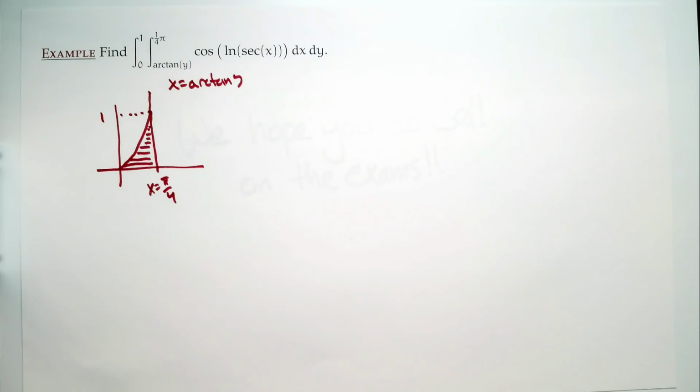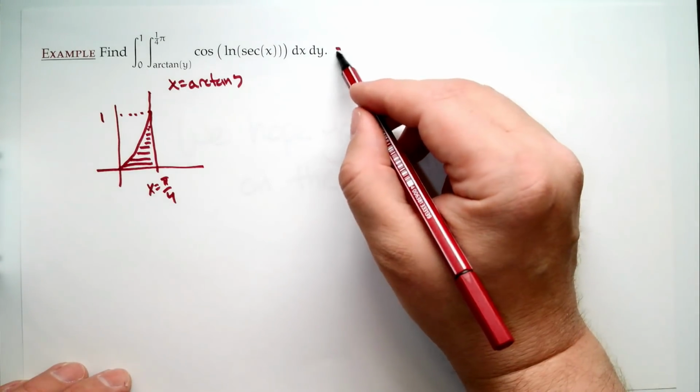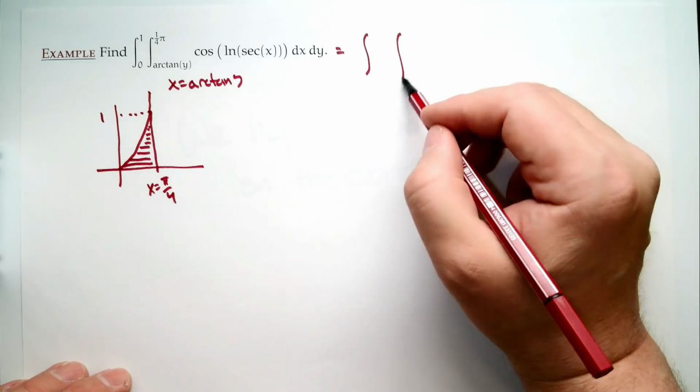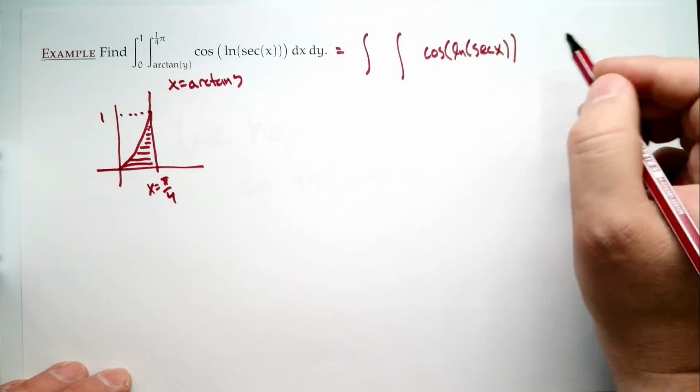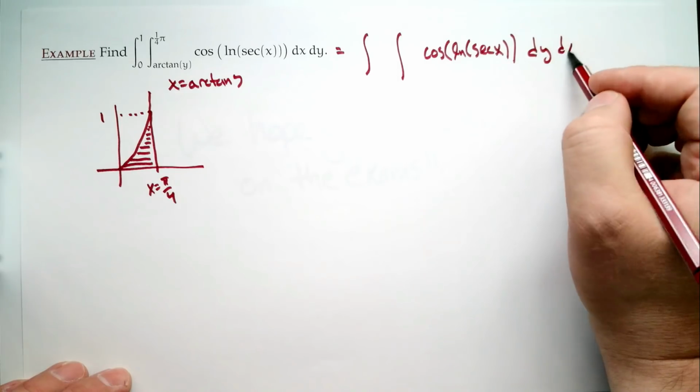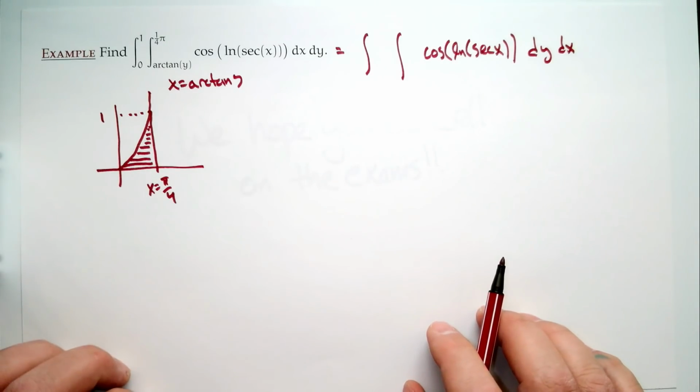Now, looking at this, the integral of cosine of log of secant of x dx does not look like a pleasant integral to do. And so the trick is, we don't do it. We say, look, I don't want to integrate with respect to x. I'd much rather prefer to integrate with respect to y. All right, we can do that. We'll just switch our order of integration. So it's still the same function on the inside, cosine log secant of x, but we're going to switch our order to dy dx. But if we do that, we've got to figure out our bounds.